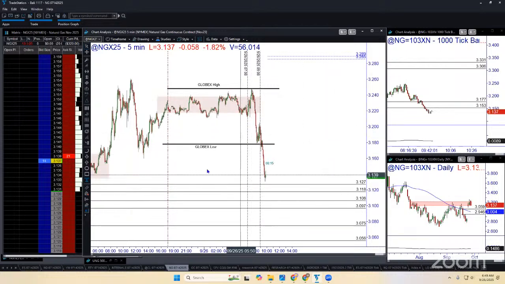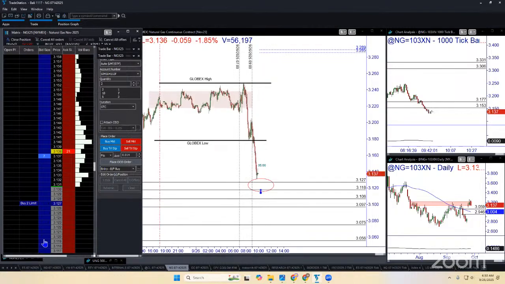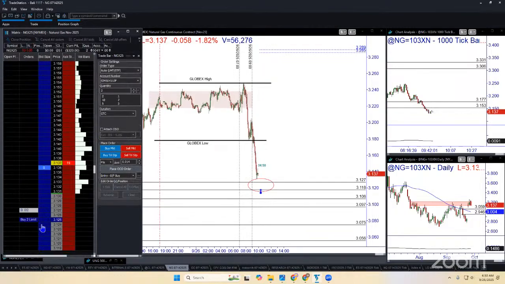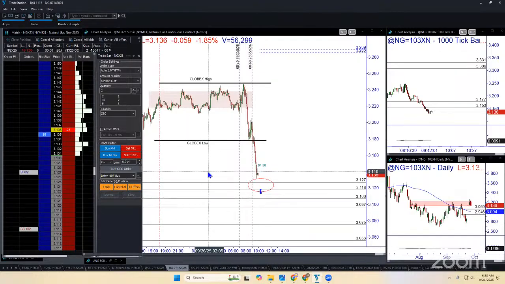All right. So now gas, I'm going to look for an opportunity to take a trade long. $3.127. And then I'll make my stop loss at about 115. Okay.